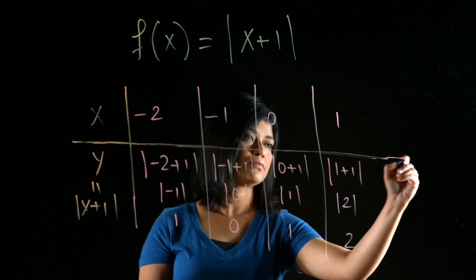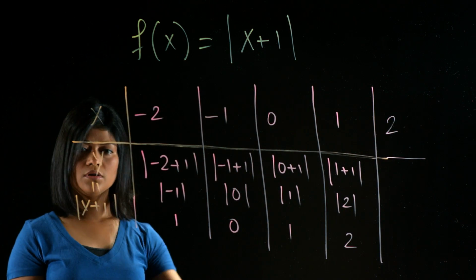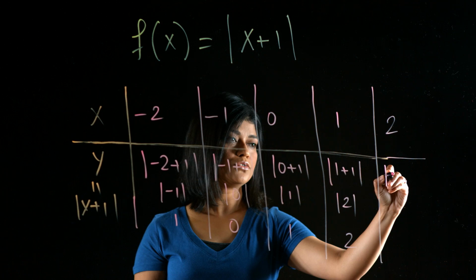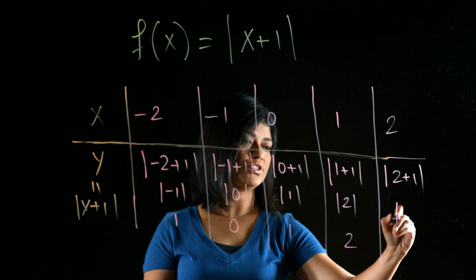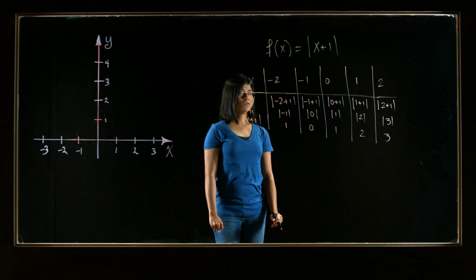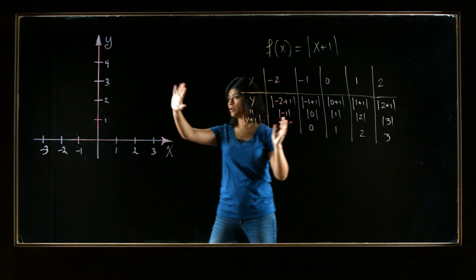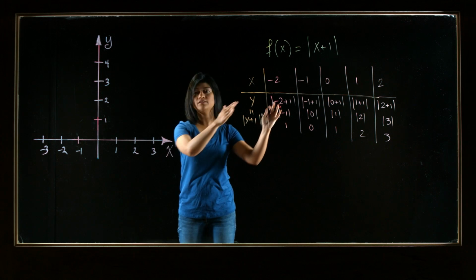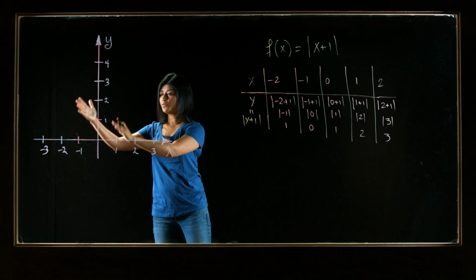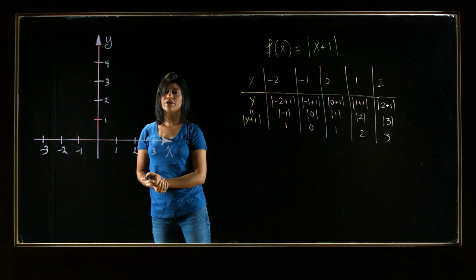And finally, let's plug in x equals 2. Then we have absolute value of 2 plus 1, which is absolute value of 3, which is 3. So, we got a set of 5 points. All you have to do is come to our xy coordinate plane and plot those points. And once we do that, we will join the points and try to have an idea of what the graph will look like.